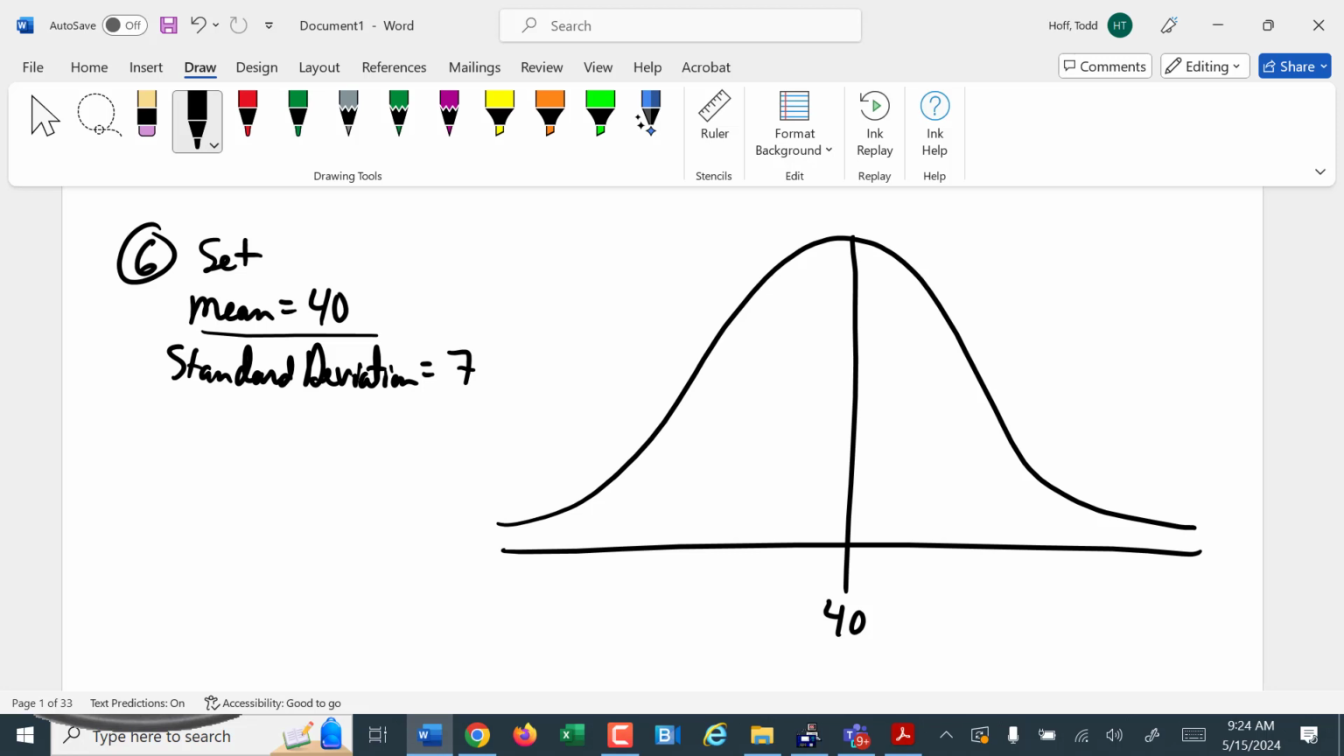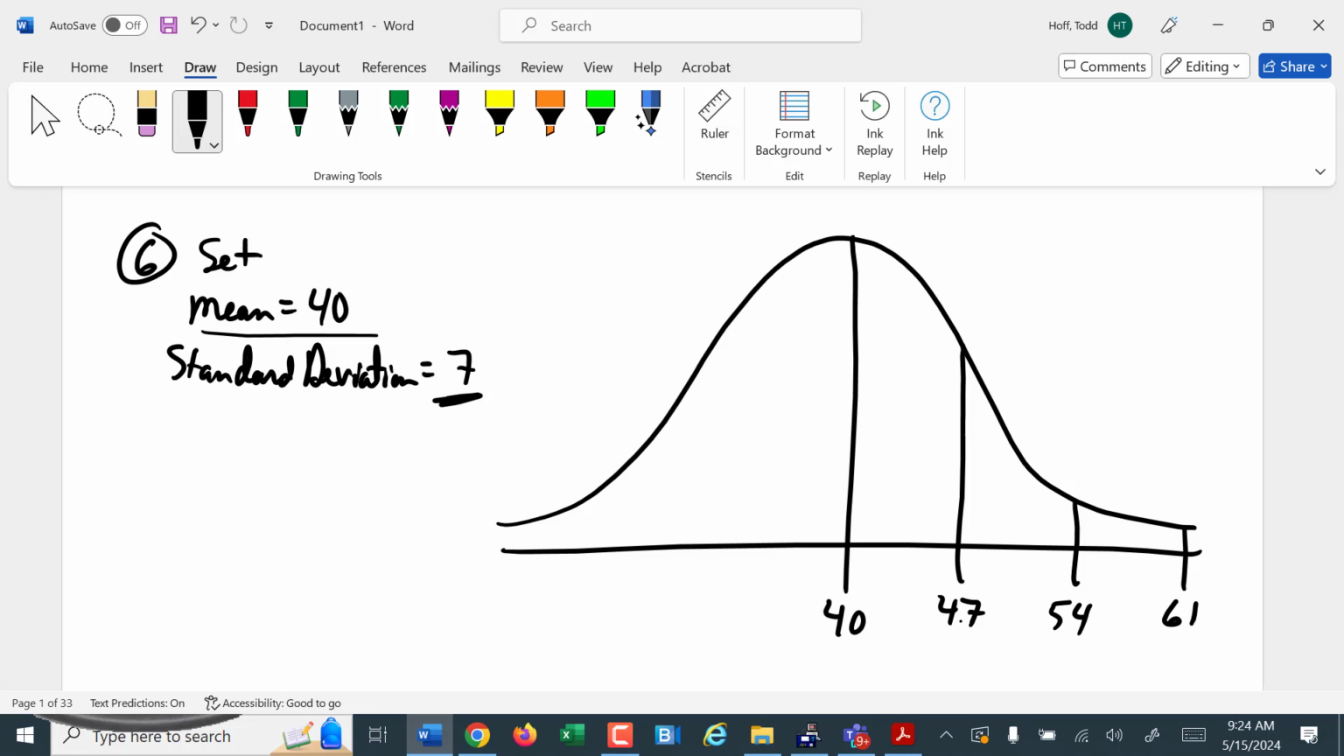You did just fine with that. But now then, we should only go out 3 steps on each side. So going to the right of the mean, we go 1, 2, 3. And each step, we add the standard deviation. So 40 plus 7 is 47. 47 plus 7 is 54, plus another 7 is 61. And that's it. We only go 3 steps.